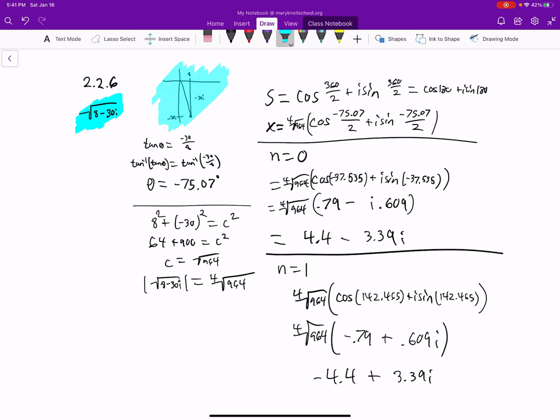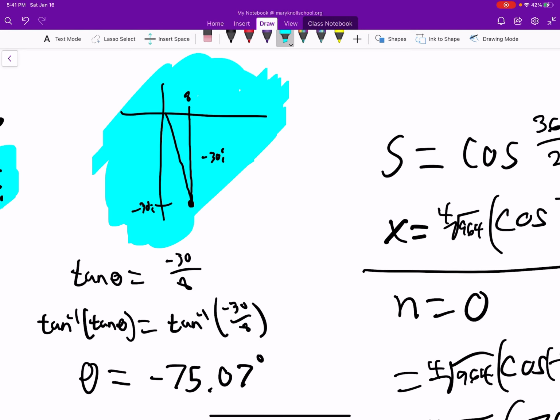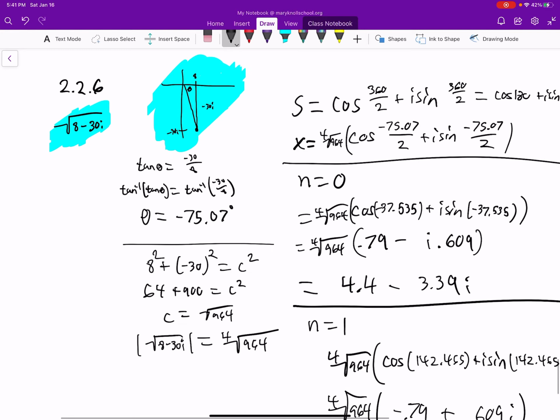We know that angle is going to be negative, and it looks like it's negative 75.07 degrees. So when we look at it, it's this angle right here. Okay, so when we solve for that, we're using inverse tangent, the standard way we have been doing it. And then from there, we need to find this value right here.